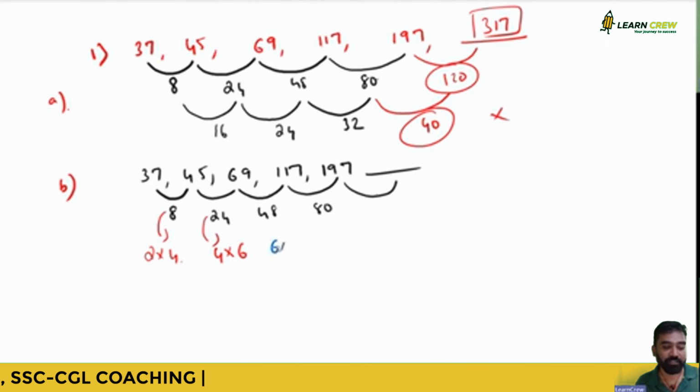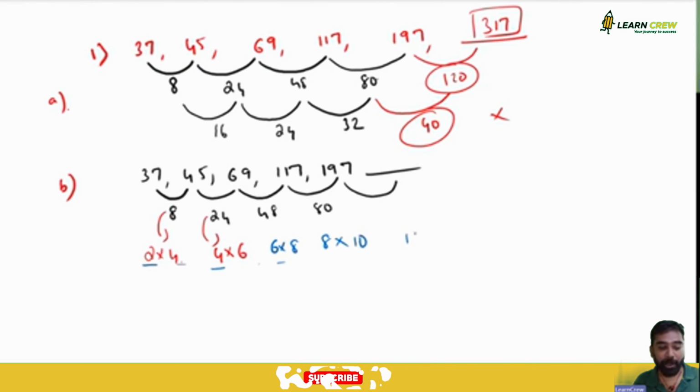This I'll take as 6 into 8. So this is going to increase by 2, and this is going to increase by 2. This is going to be 8 into 10. The next in the sequence is going to be 10 into 12.